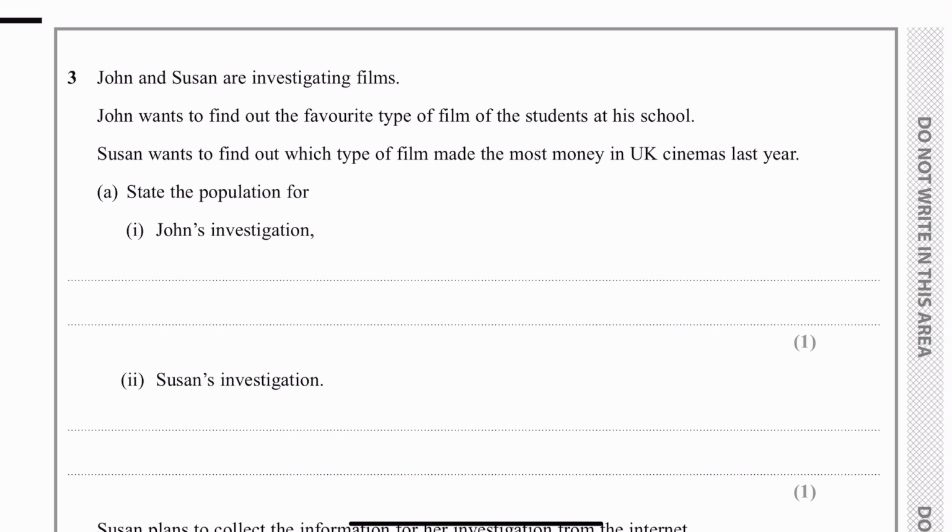So the population are the people, items, or things that you were interested in measuring. In this case, he is trying to find out the favourite type of film of students at his school. So that's the people he's interested in. That is your population. Students at his school.